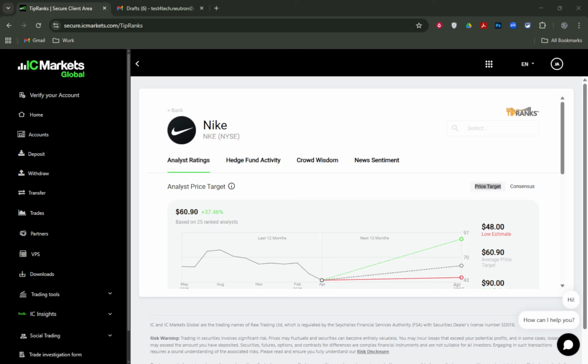In today's video, I'm going to teach you how to read IC Markets Insights. If this dashboard has ever looked overwhelming, don't worry. Once you know what each part means, it becomes a clear, actionable snapshot of the market.